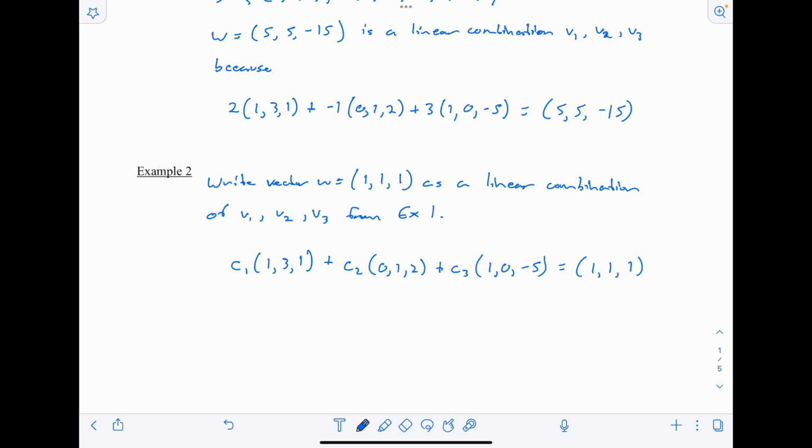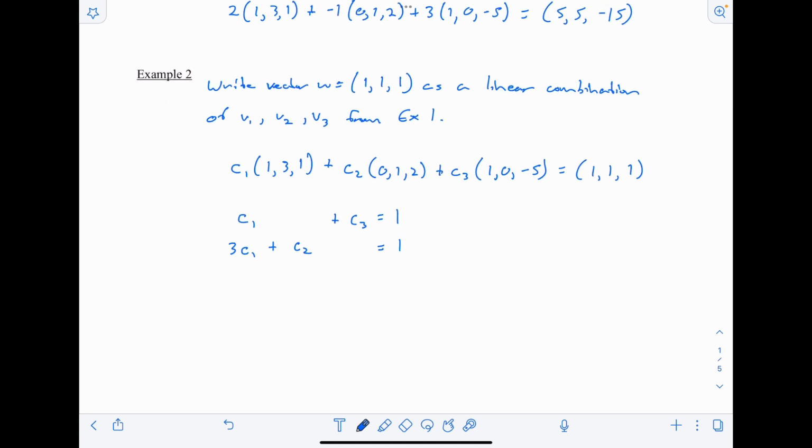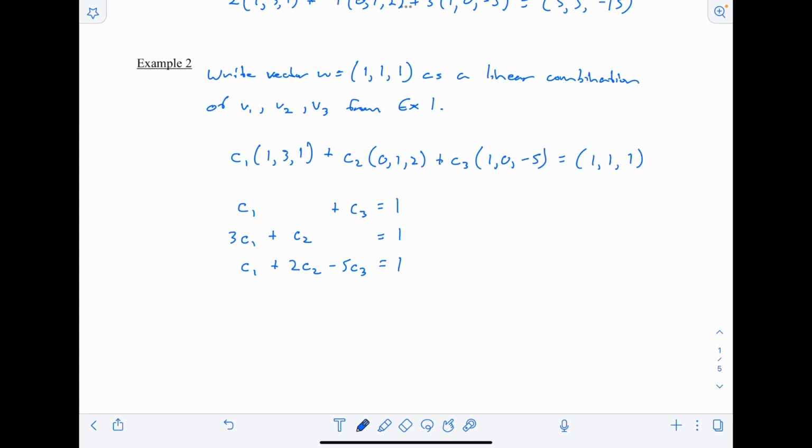So again, if we look at the first elements, we have 1 times C1 plus 0 times C2, so there's no C2, and then plus C3, and that equals 1. For the second element, we'll have 3C1 plus C2, and no C3 equals 1. And then for our last equation, we'll have C1 plus 2C2 minus 5C3 equals 1. And now we're just going to solve the system to find the scalars that make this true. So I'm going to make an augmented matrix here.